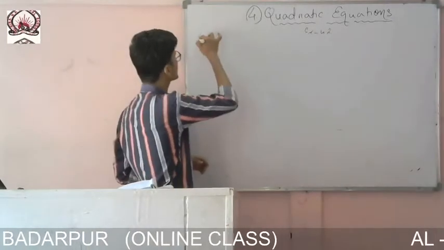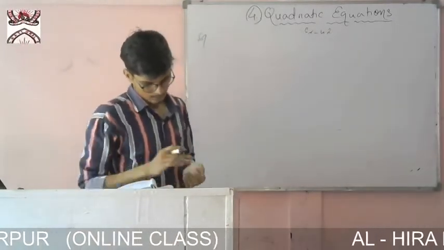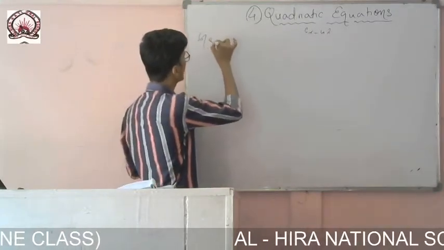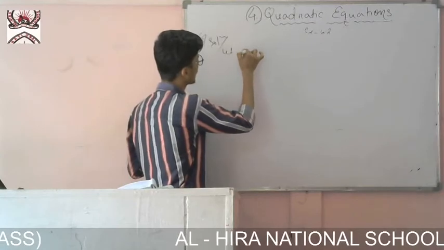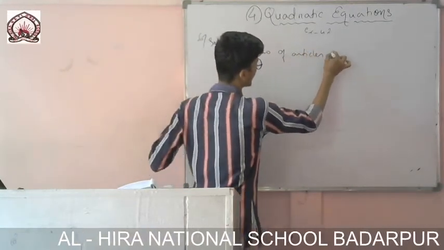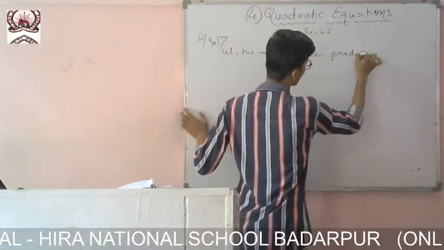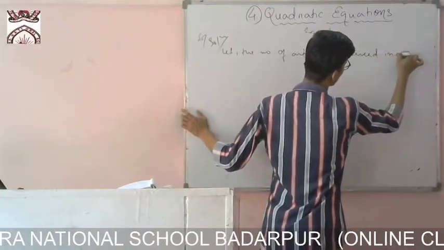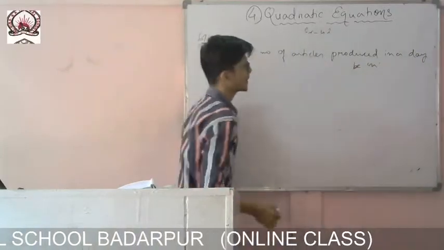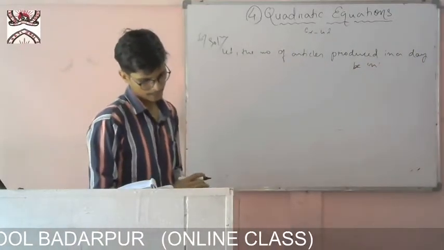So question number 6. Let the number of articles produced in a day be x. You write it like this: let the number of articles produced in a day be x.